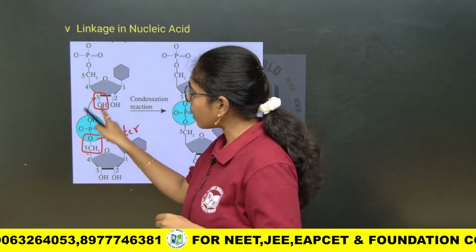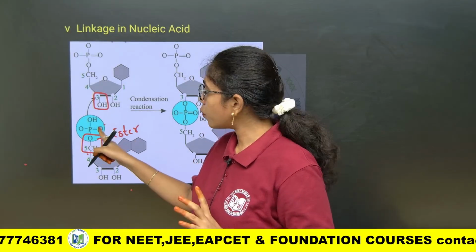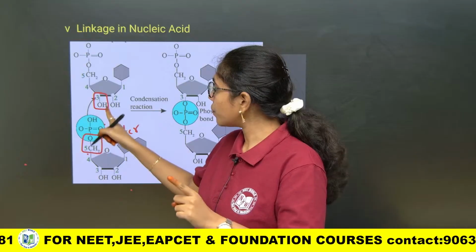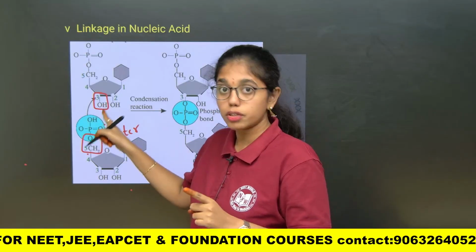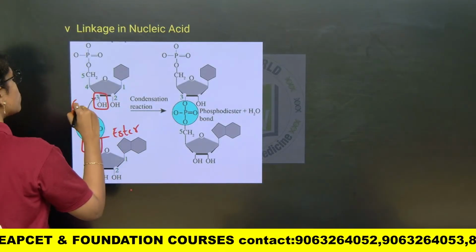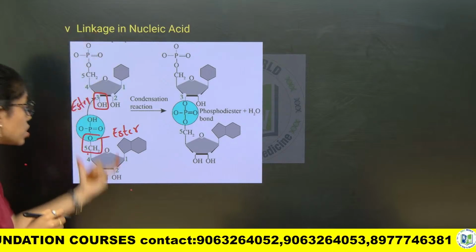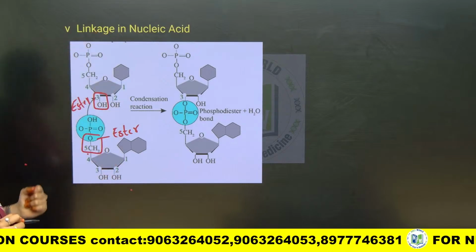So the third carbon OH group is linked with what? Phosphate group. Okay, phosphoric acid. The linkage is in between OH, alcohol, and an acid to form what? Ester bond. As such, here one more ester bond is formed. That is how two nucleotides will be linked, and this is how a polynucleotide chain will be formed.